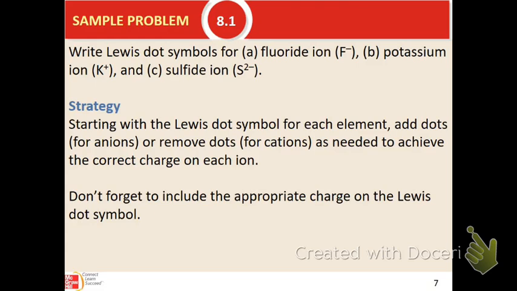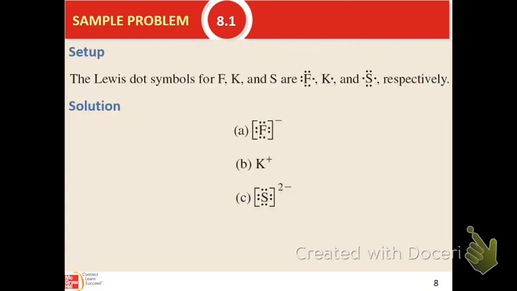Sulfide needs to gain 2 to become isoelectronic with argon, so you're going to show it had 6, it's going to gain 2 more, so you're going to show it with 8. Alright? So here would be what you would put.